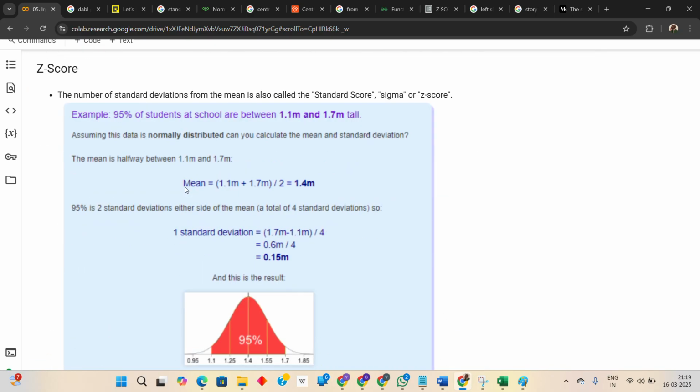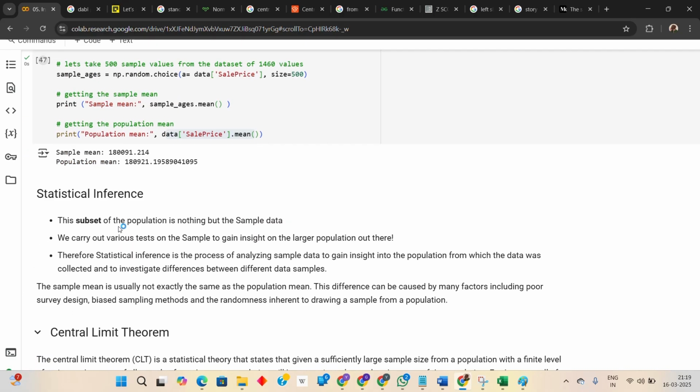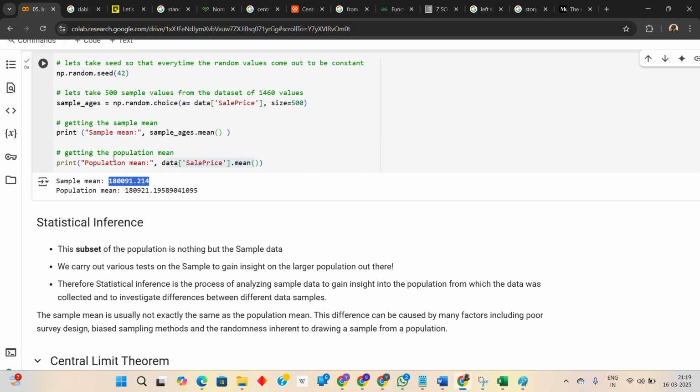If we take 500 random points, that is also following the same strategy, getting the most equivalent mean. Are you guys observing this one? Our sample mean is somewhat equal to the population mean. That means if we do the right analysis on sample data, we can estimate those results for the population data.